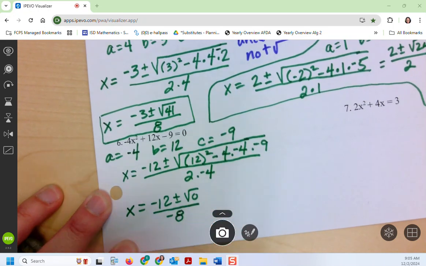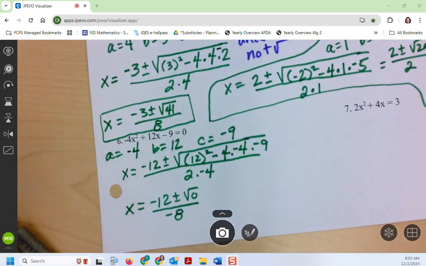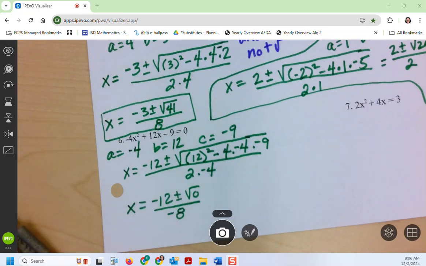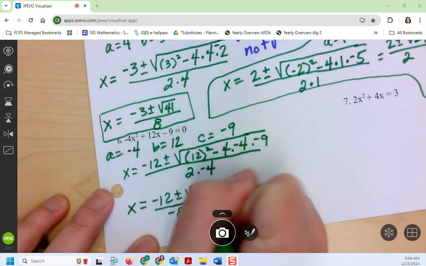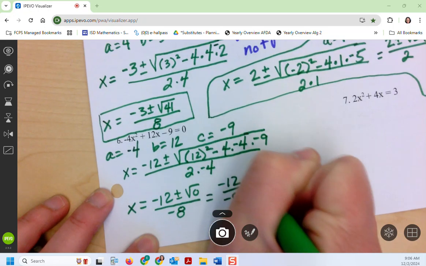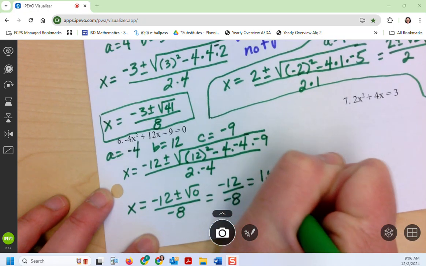What's the square root of 0? 0. When I have -12 plus 0, what do I get? Just -12. How about -12 minus 0? -12. So when my discriminant is 0, notice that I get the same answer with the plus or the minus, so I actually only have one answer this time. They both just give me -12. And then when I divide this, I get 1.5. And I just have one answer.